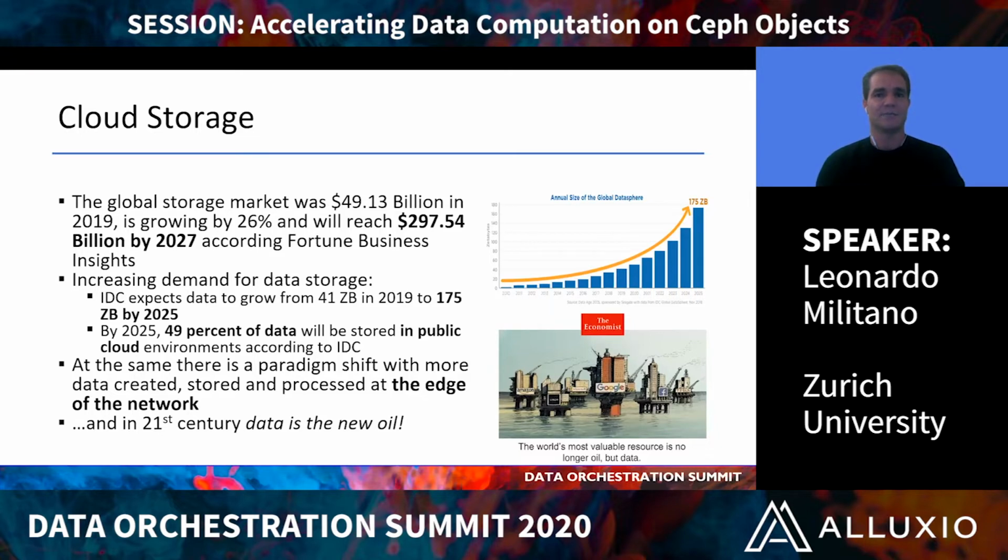And this is very important, so we observe that the public cloud is taking a large share. But at the same time, we're observing also that not only the public cloud is important, but we see a kind of paradigm shift where more data is created, stored and processed at the edge of the network. Not only the public cloud is important, but the edge of the network is gaining importance.